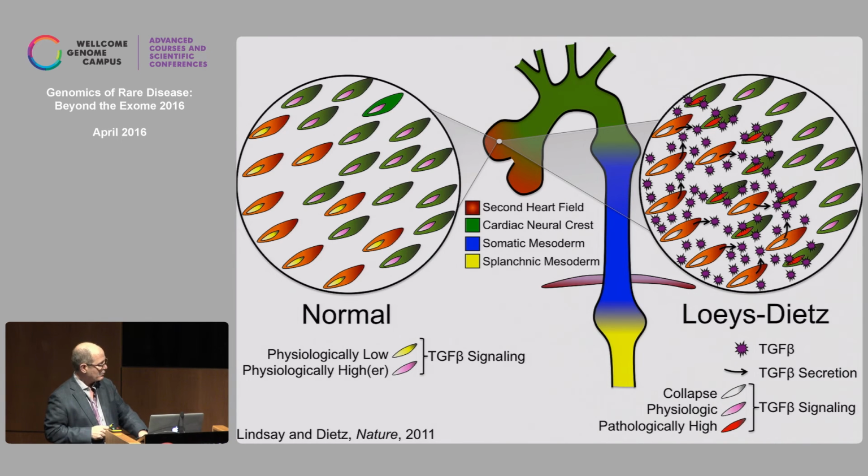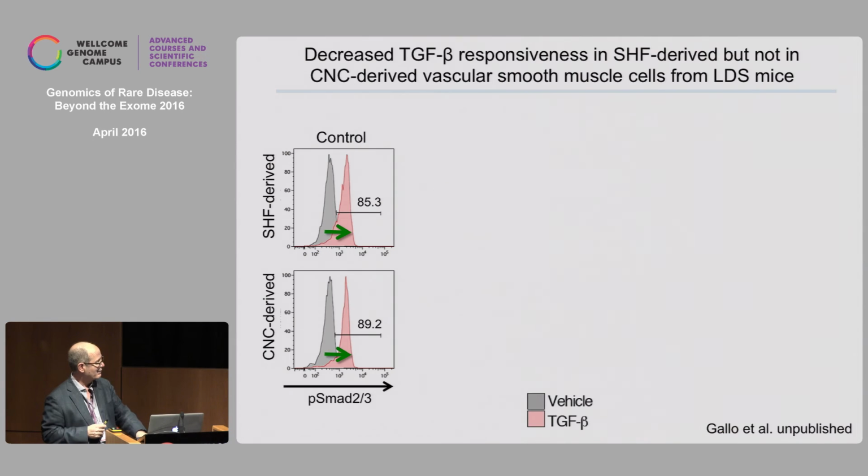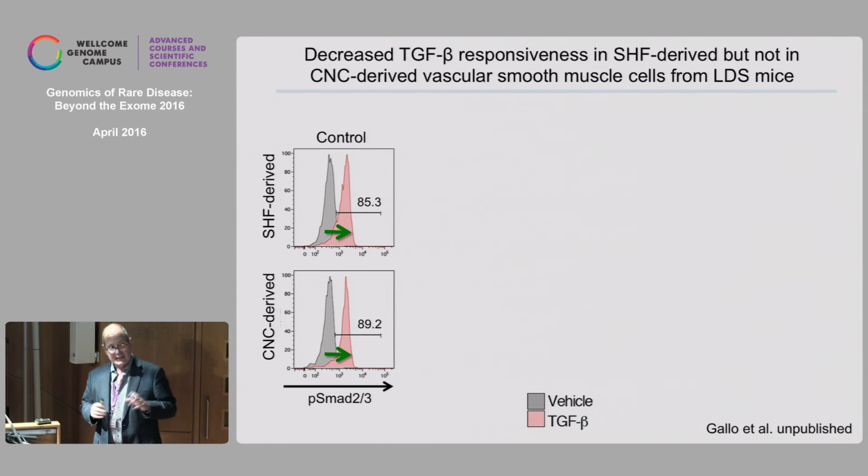So Elena Gallo really took this on, a truly valiant effort, and I think that she's now achieved clarity. What she did using lineage tracing is she was able to purify pure second heart field derived and cardiac neural crest derived vascular smooth muscle cells from control mice.